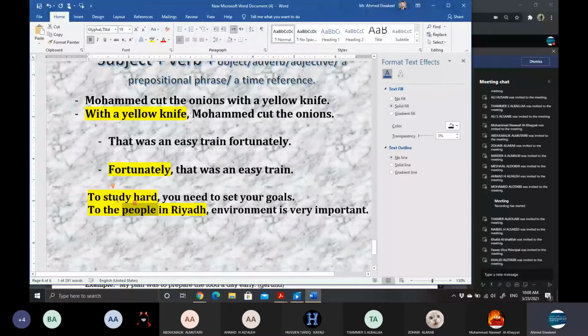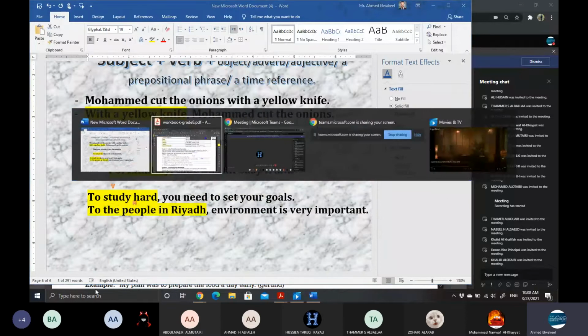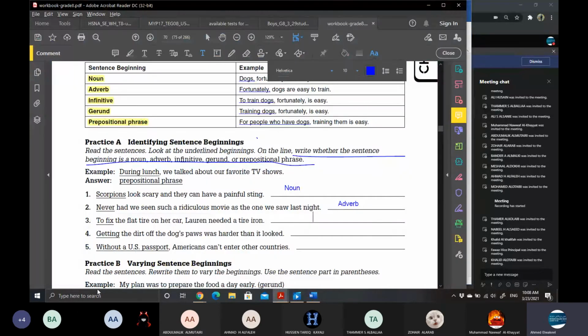Consequently, the first one is called the infinitive form: to study, to play, to run, to eat, to do whatever you want to do. After "to", we have a verb in infinitive. On the other hand, once we have the preposition "to" and after it a noun, then this is the object of a preposition, and that is called a prepositional phrase. Thank you very much, Asim, and thanks, Muhammad, for your answer. So here, number three, to fix the flat tire.